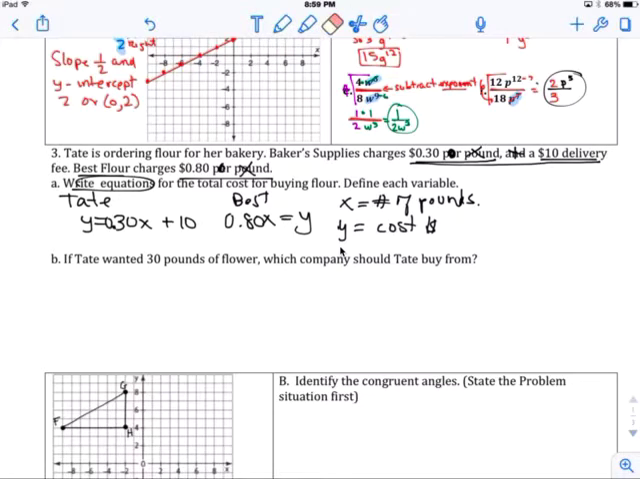Oh, Baker's. Not Tate. Tate is a person. Tate is ordering flour for a bakery. Baker's. This is Baker's. Sorry, too fast. If Tate wanted 30 pounds, x is the number of pounds, so 30 represents x, okay? Of flours, which company would Tate buy from?